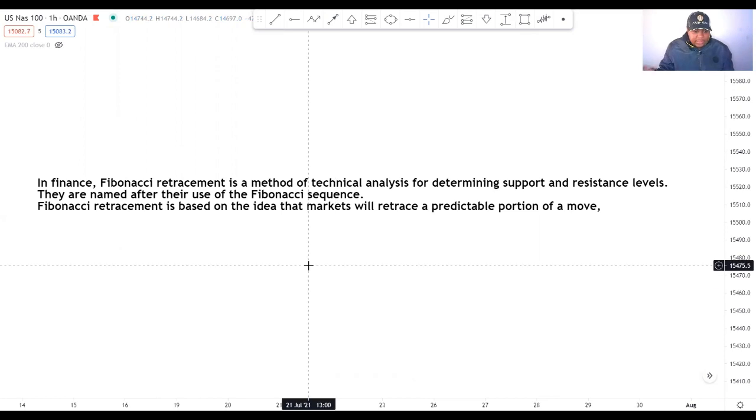Okay, so it says it's a method of technical analysis for determining support and resistance levels. They are named after their use of the Fibonacci sequence. The Fibonacci retracement is based on the idea that the market will retrace a predictable portion of a move. Simple. So right now, I just want to dive into examples. I'm going to be doing it on US30 and also Nasdaq, but we're going to start with Nasdaq.